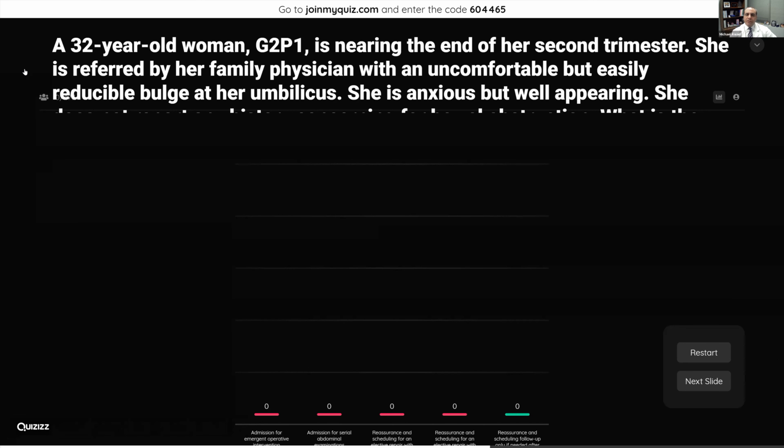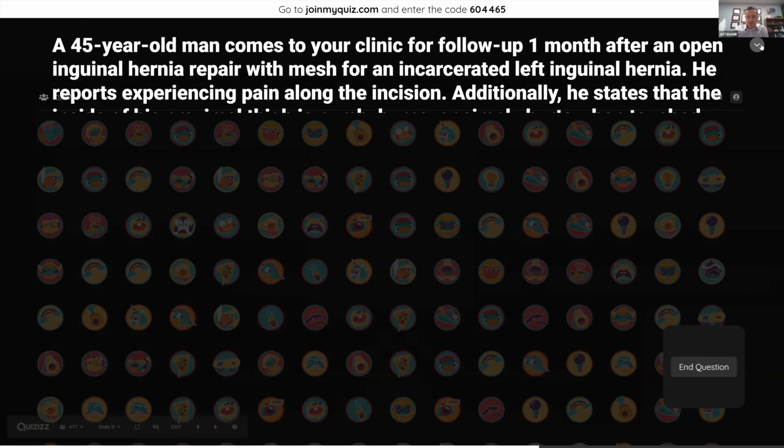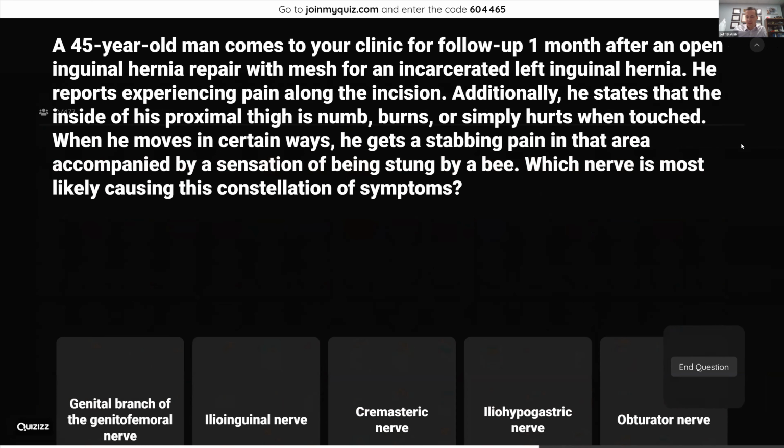All right, and our last question for the hernias section coming up. All right, so a 45-year-old man comes to your clinic for follow-up 1 month after an open inguinal hernia repair with mesh for an incarcerated left inguinal hernia. He reports experiencing pain along the incision. Additionally, he states that the inside of his proximal thigh is numb, burns, or simply hurts when touched. When he moves in certain ways, he gets a stabbing pain in that area accompanied by a sensation of being stung by a bee. Which nerve is most likely causing the constellation of symptoms?